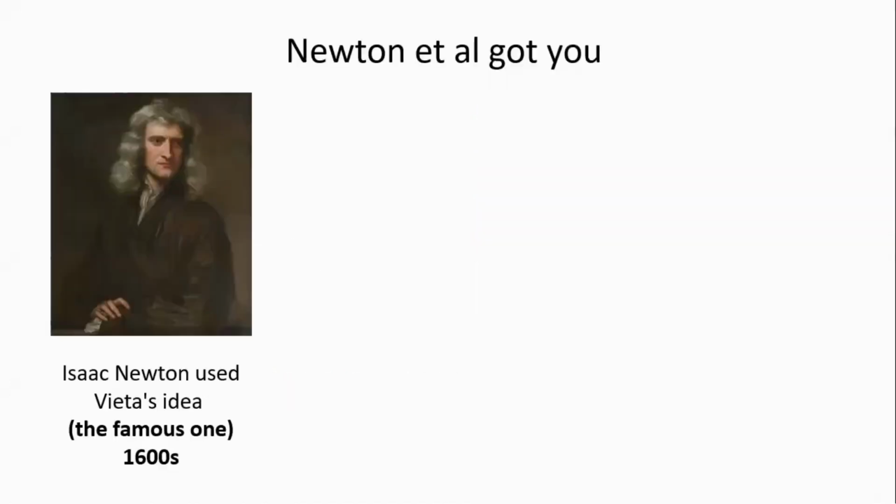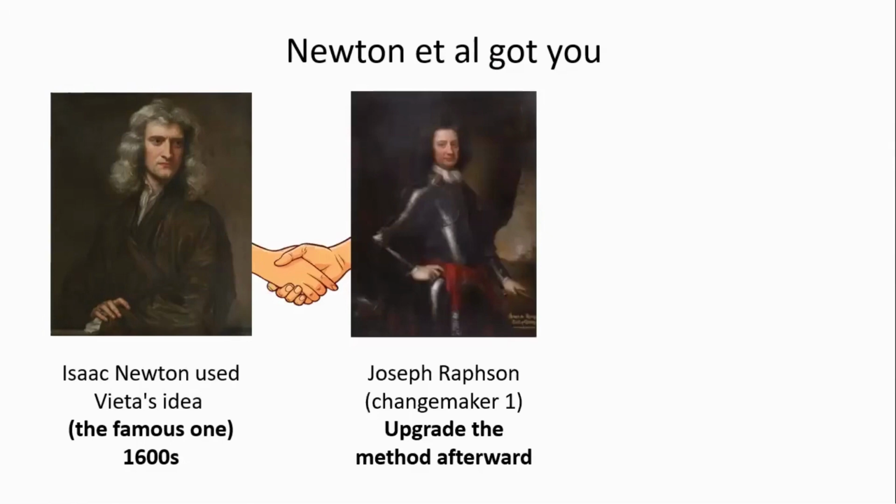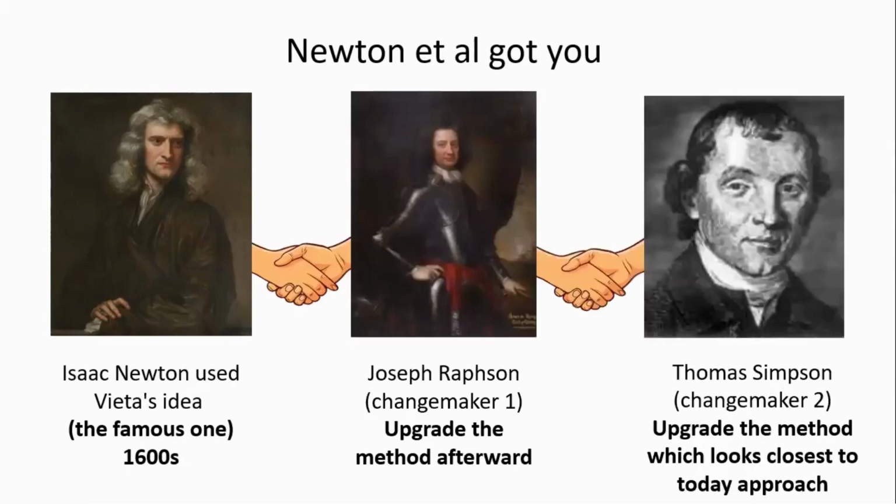"Newton et al." got here, meaning that aside from Newton, multiple mathematicians were involved in solving this problem. In 1664, Newton utilized Vieta's method of perturbations, but with no hints of the derivative, just polynomials. In 1690, Raphson improved the method to avoid tedious computations, but it was not yet simple enough to understand and derive. So until 1740, Simpson introduced the derivative, and his approach is quite close to our present one.